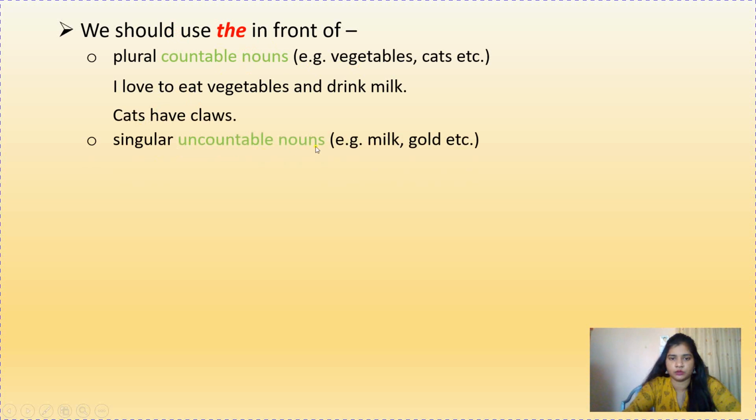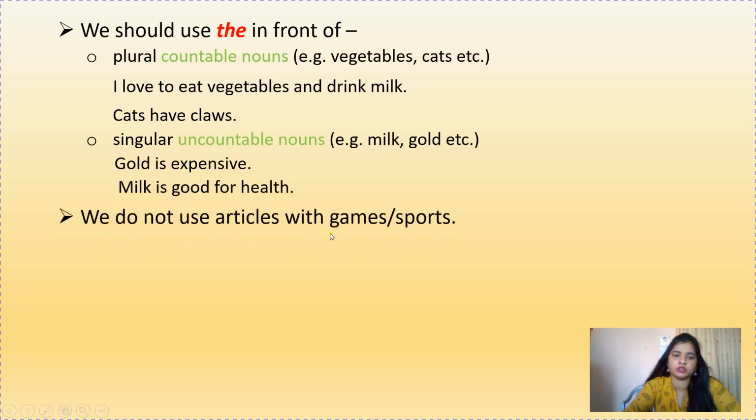Uncountable nouns, milk, gold, etc. Like, gold is expensive. Here also we will not use the, only gold is expensive. But suppose I'm talking about particular gold, then we will write the. Milk is good for health. We do not use articles with games and sports. Like, I like cricket. I will not say I like the cricket or I like the football. Swimming is a good exercise.